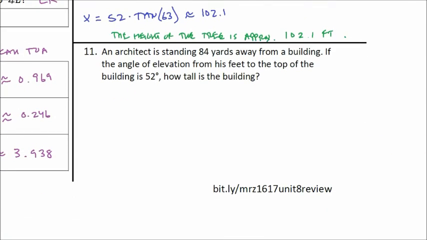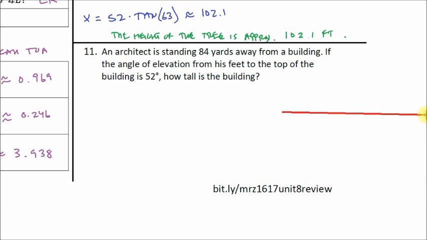All right, next one. An architect is standing 84 yards away from a building. If the angle of elevation from his feet to the top of the building is 52 degrees, how tall is the building? This sounds very similar to the last problem, except they want us to sketch out this diagram.